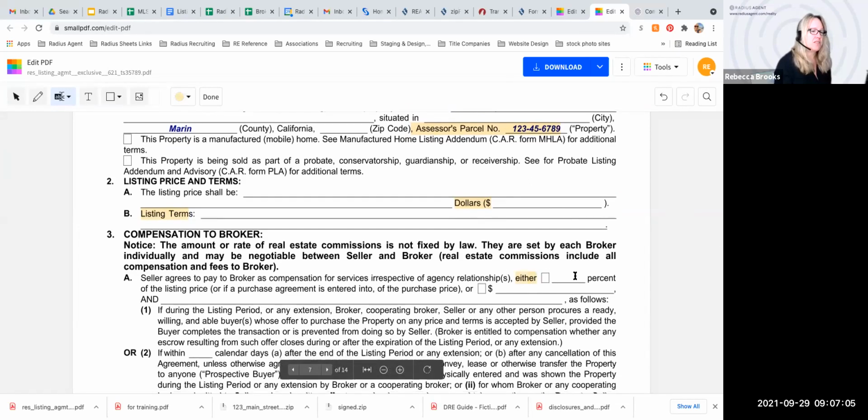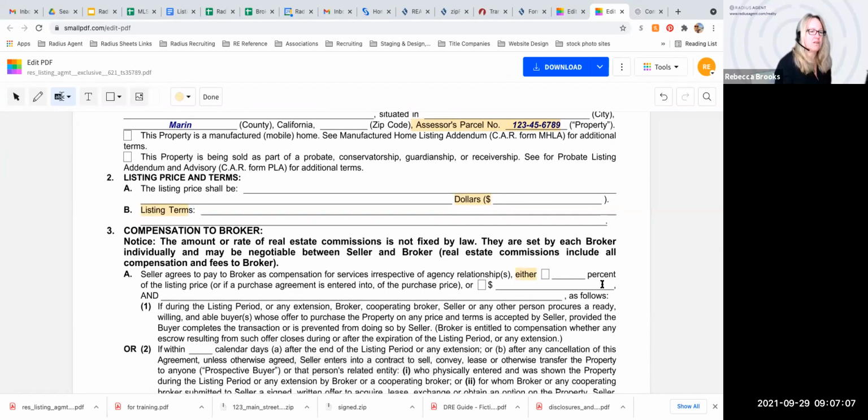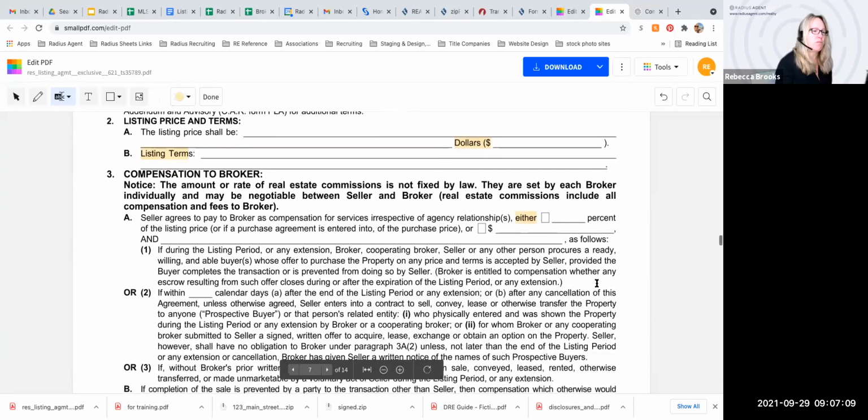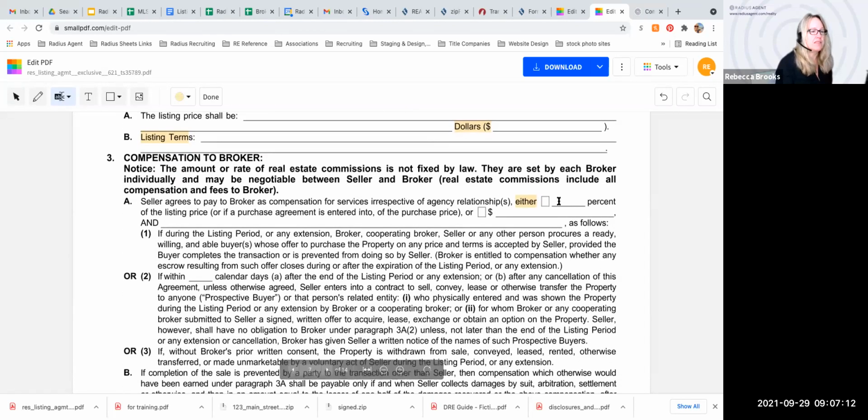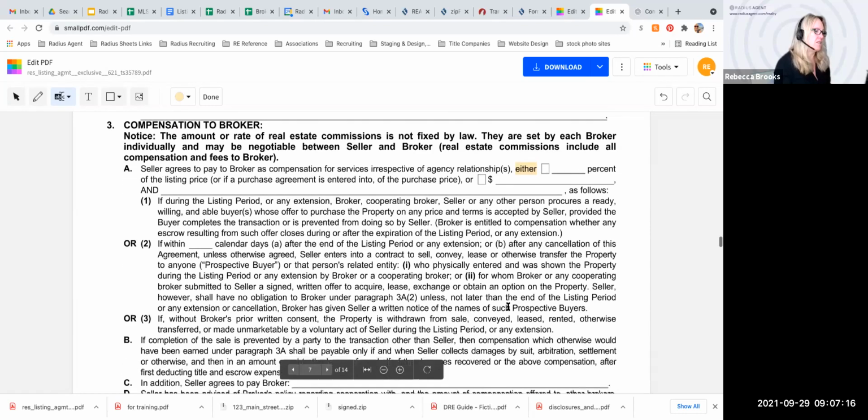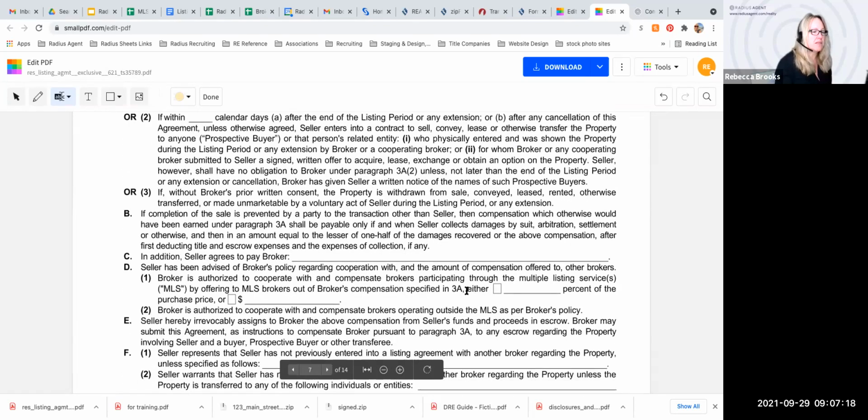Don't forget to put your commission. This is your total commission, okay, split between both brokers. So you're going to have to put, hopefully 6%, or 5%, or whatever the total commission is. The spot where you're going to put your split to the other party, the cooperating party, is down here. Okay, this is your cooperating party split here.